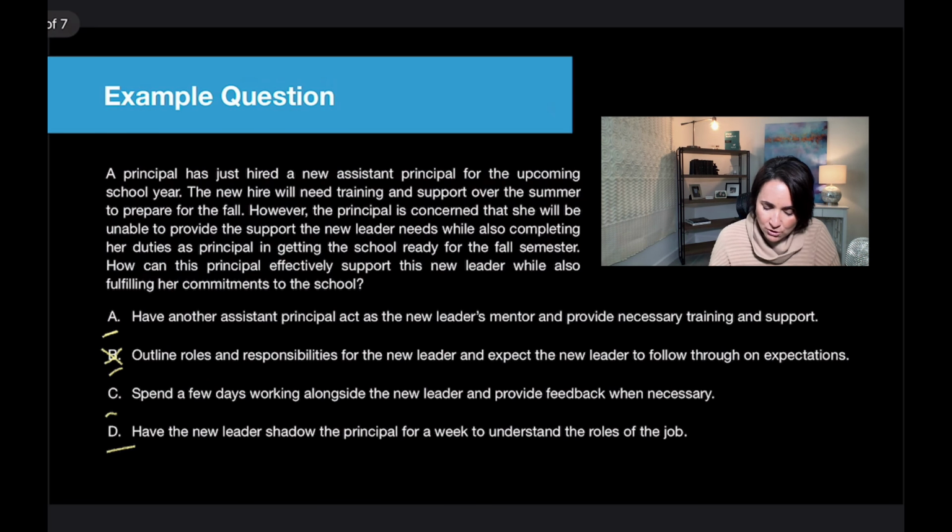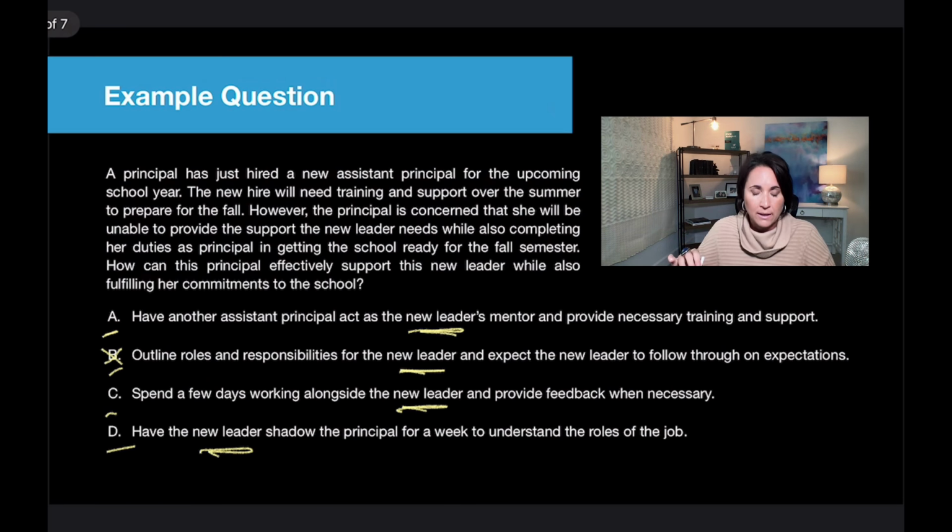Okay, so just by reading the answer choices, I feel like this is about a new leader, not about teachers now. We're talking about new leaders in the building, and probably a way to support new leaders coming into the building. So you're not just going to help new teachers, you're going to be helping new leaders as well. So I can't really do much besides eliminate B. Let's go up to the top here and start reading and see what else we can discern from the question. A principal has just hired a new assistant principal, so there's the new leader right there, for the upcoming school year.